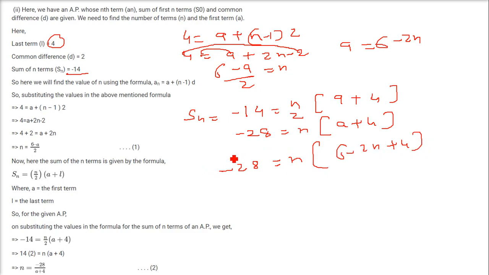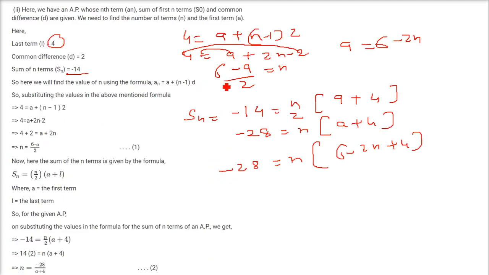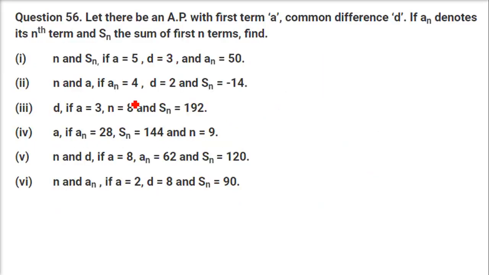See, in this question the solution is somewhat different, but there are always certain ways to solve it. So this is one of the ways. So what do we get? This is minus 28. I hope it is minus 14 only. Minus 14, right?